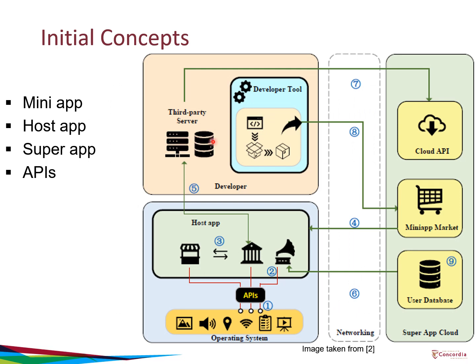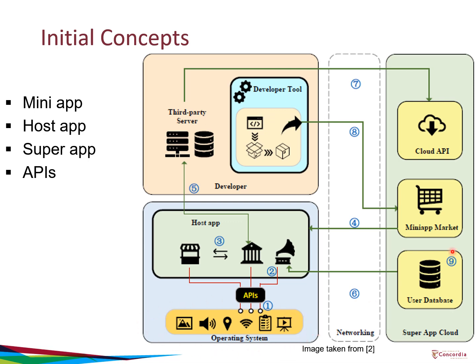Well, in this graph, we can see what we have described in previous slides. Mini apps, host apps, super apps, and an additional concept which is API. First we have the host app or host application, which runs on an operating system in here and communicates with other applications such as mini apps using APIs or application programming interfaces.